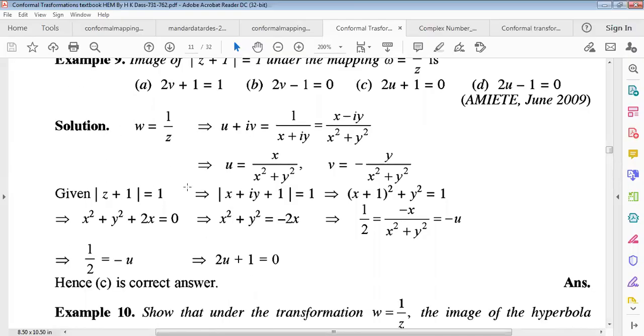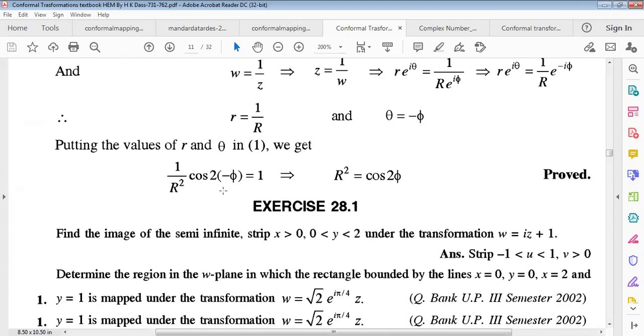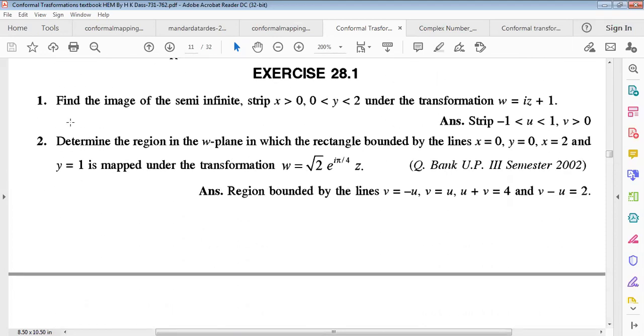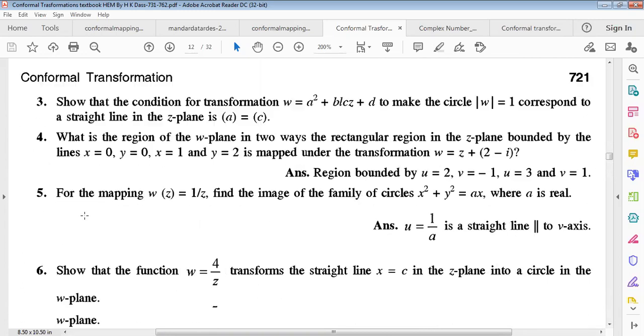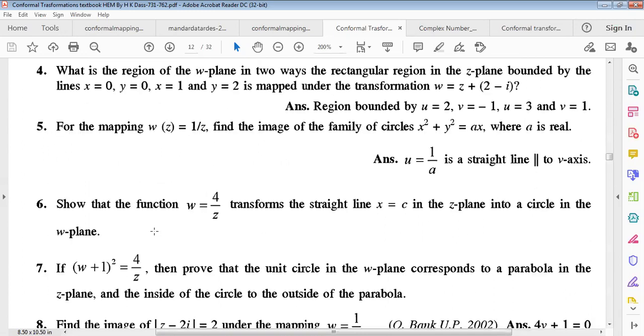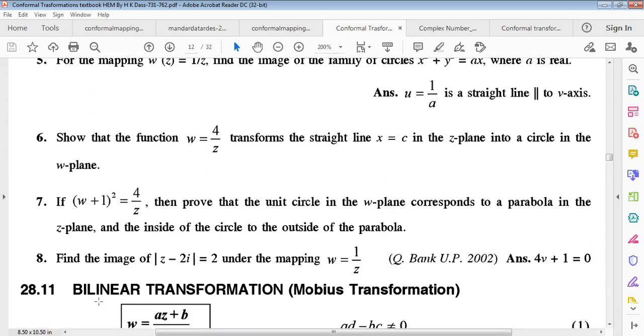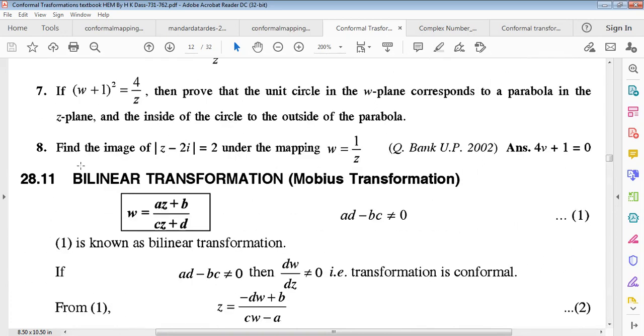Similarly, you can solve example 9, and example 10 also. From exercise 2.4, questions 2, 4, 5, 6 and 8 will be the homework for you, note down please. In the next class we will try to understand the bilinear transformation or Mobius transformation. This will be the last part of conformal transformation.